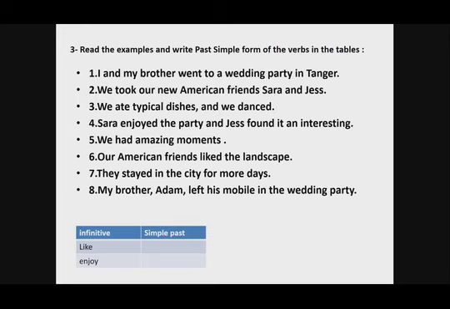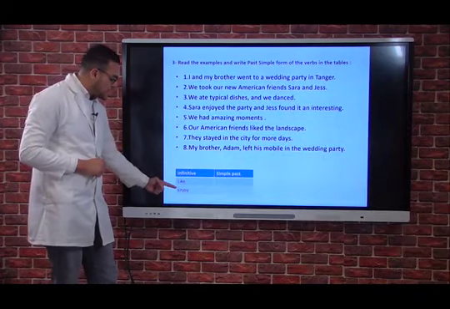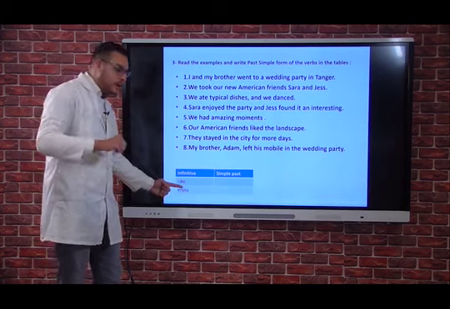Number 5, we had amazing moments. 6, our American friends liked the landscape. 7, they stayed in the city for more days. 8, my brother Adam left his mobile phone in the wedding party. So I have in here 2 verbs to start with. The first verb is like in the infinitive form. The second one is enjoy, also in the infinitive form.